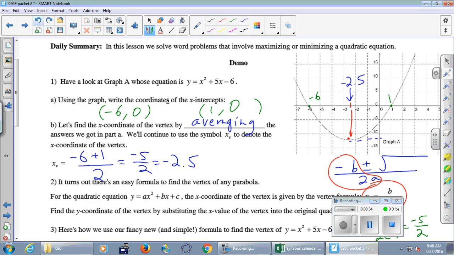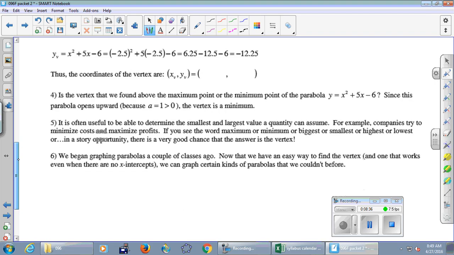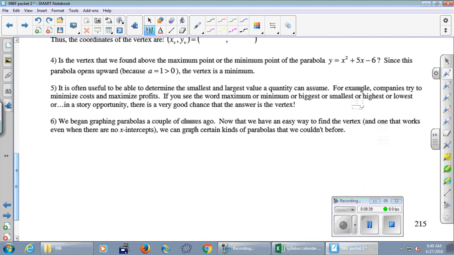Okay, so coming down to number 4 is the vertex we found above on that parabola we were just looking at, the one that's already on your page. Is it the maximum or minimum point of the parabola? It's a minimum, right? This is a parabola that opens up, and so the vertex is down there at the bottom. We're on page 215. And so in number 5 here, it says it's often useful to be able to determine the smallest and largest value a quantity can assume. And so we're imagining we're going to see some word problems today, and they're going to have some common thread.